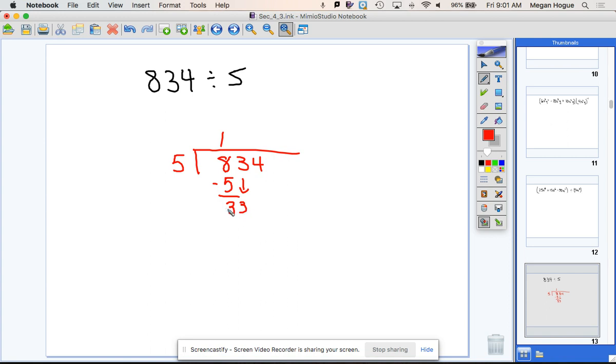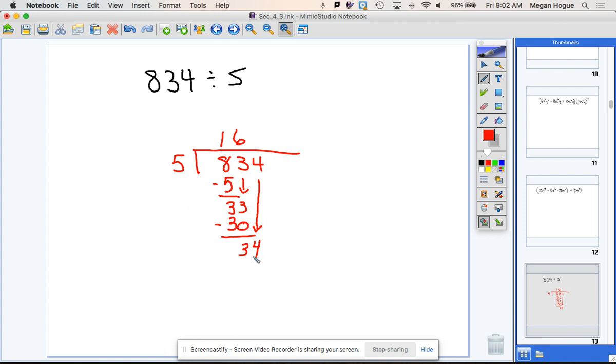So now you have this new number. You have 33. So then you say, okay, how many times does 5 go into 33? 6 times. So a 6 goes up here. You're going to repeat the process over and over again. So you do 6 times 5, 30. Subtract again, 3. Bring down the next digit, 4.